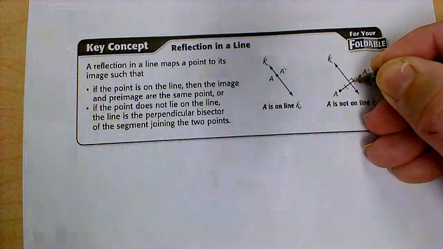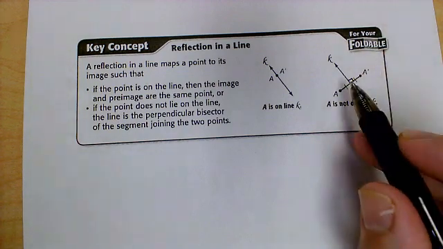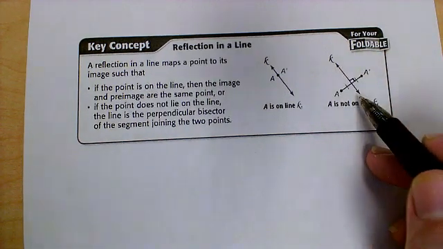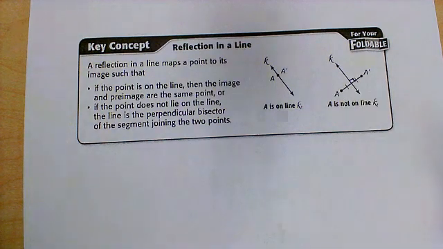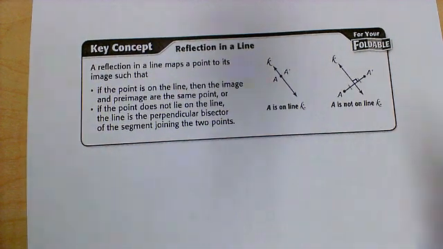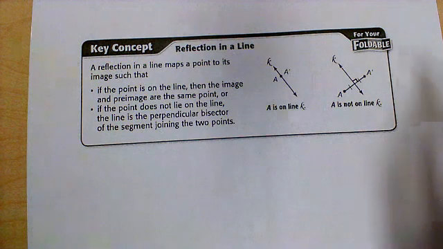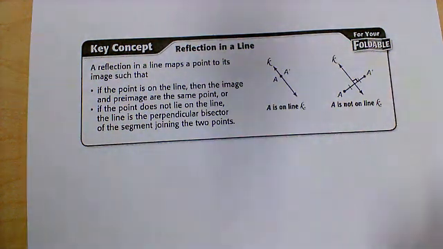This reflection happens perpendicularly to the line of reflection, and A and A prime will be the same distance away from the line of reflection. This is going to be another congruence transformation, so when we reflect objects, they'll be the same shape and size, but an important note here is that the orientation will be reversed. I'll get into more on that later.